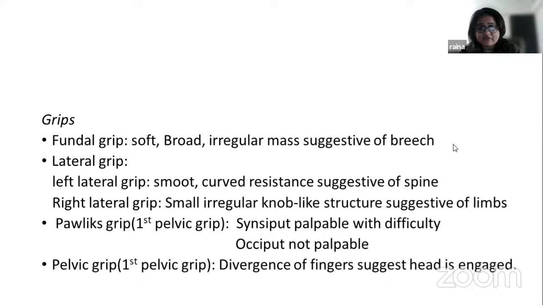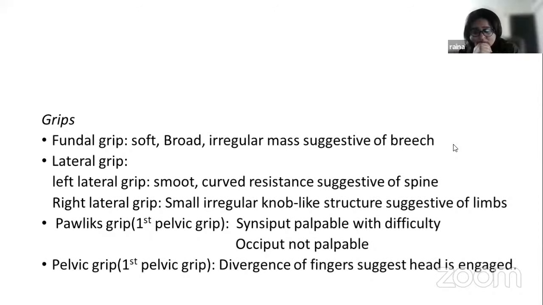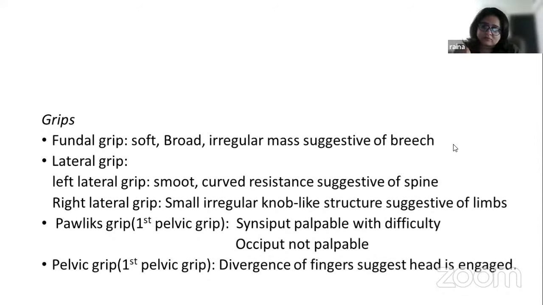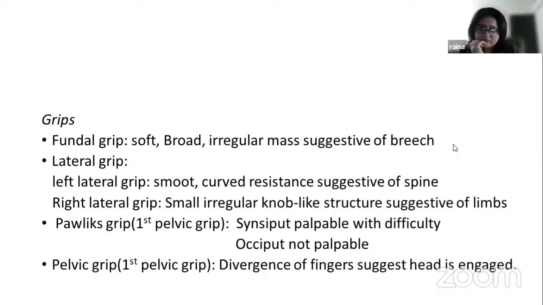Number two, the lie of the fetus. Very good. Whether it is longitudinal lie or transverse lie, that we can tell by the grips. What else? The presentation. What is the definition of lie? What is the definition of presentation? Lie is the relation of the longitudinal axis of the baby to the longitudinal axis of the uterus, and the maternal spine. And presentation is the fetal part which is occupying the lower pole of the uterus.